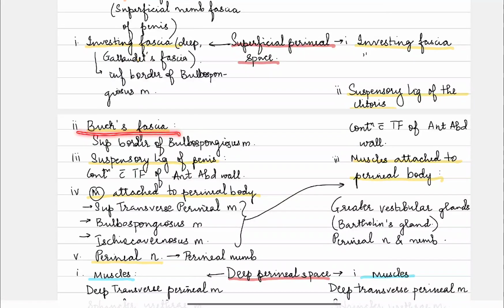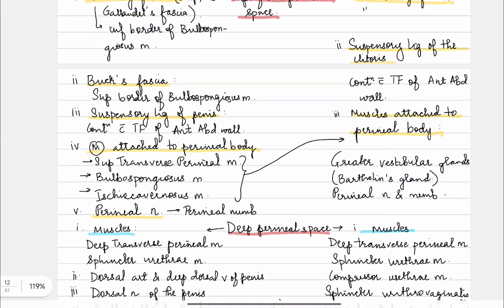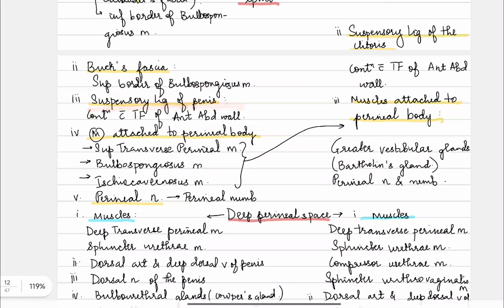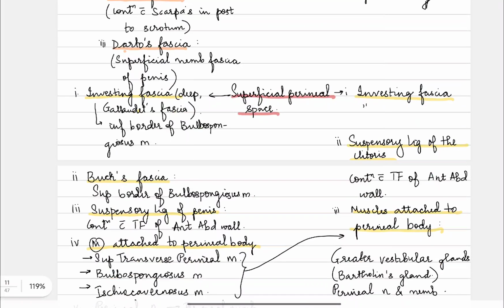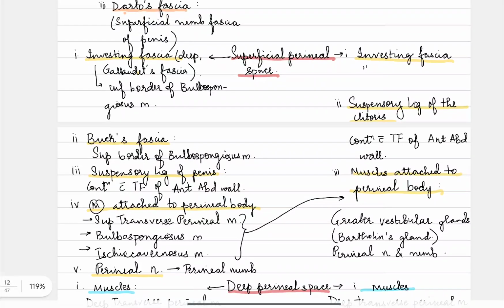Next is Buck's fascia in male, which is the superior border of bulbospongiosus. Investing fascia is the inferior border of bulbospongiosus, and Buck's fascia is the superior border of bulbospongiosus. Next is the suspensory ligament of the penis, which is a continuation of the transverse fascia of the anterior abdominal wall. Okay. And in female, there is also investing fascia, then the suspensory ligament of the clitoris, which is a continuation of the transverse fascia of the anterior abdominal wall. Fine.